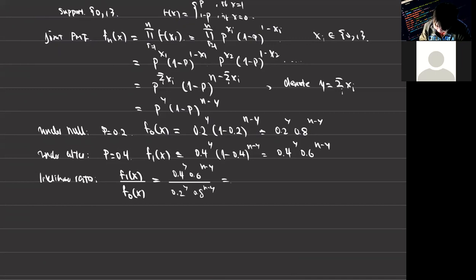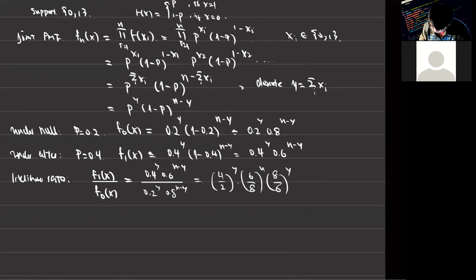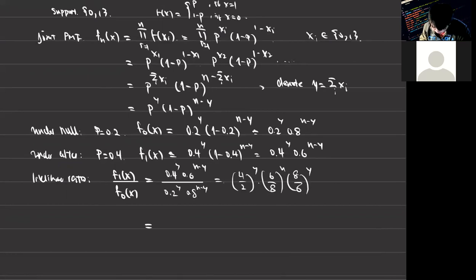And the way I avoid mathematical error is I split them up. So that's going to give me 4/2, that's y. And then this is going to be 0.6, so I'll just do 6/8. That's going to give me an n and another 6/8 minus y. And then this minus y, I can flip it. So that's going to be 8/6 y. And then you notice that the second term and the first term can be essentially multiplied together.